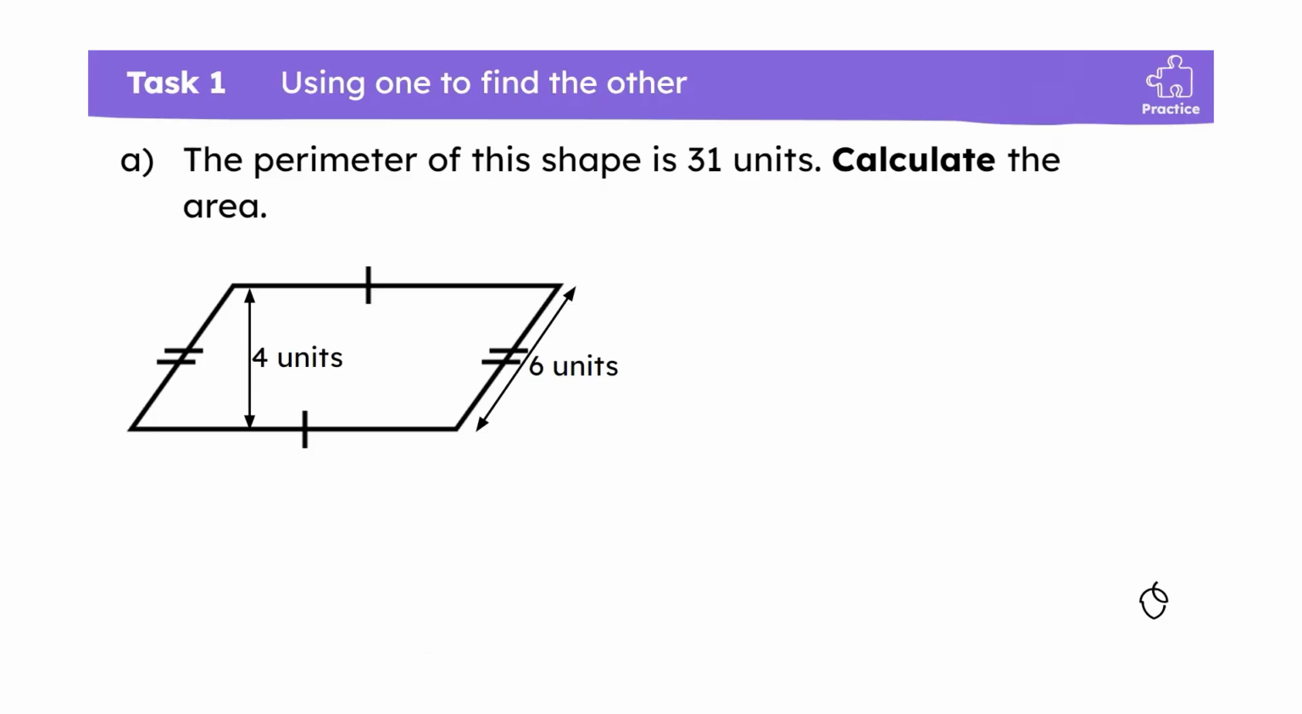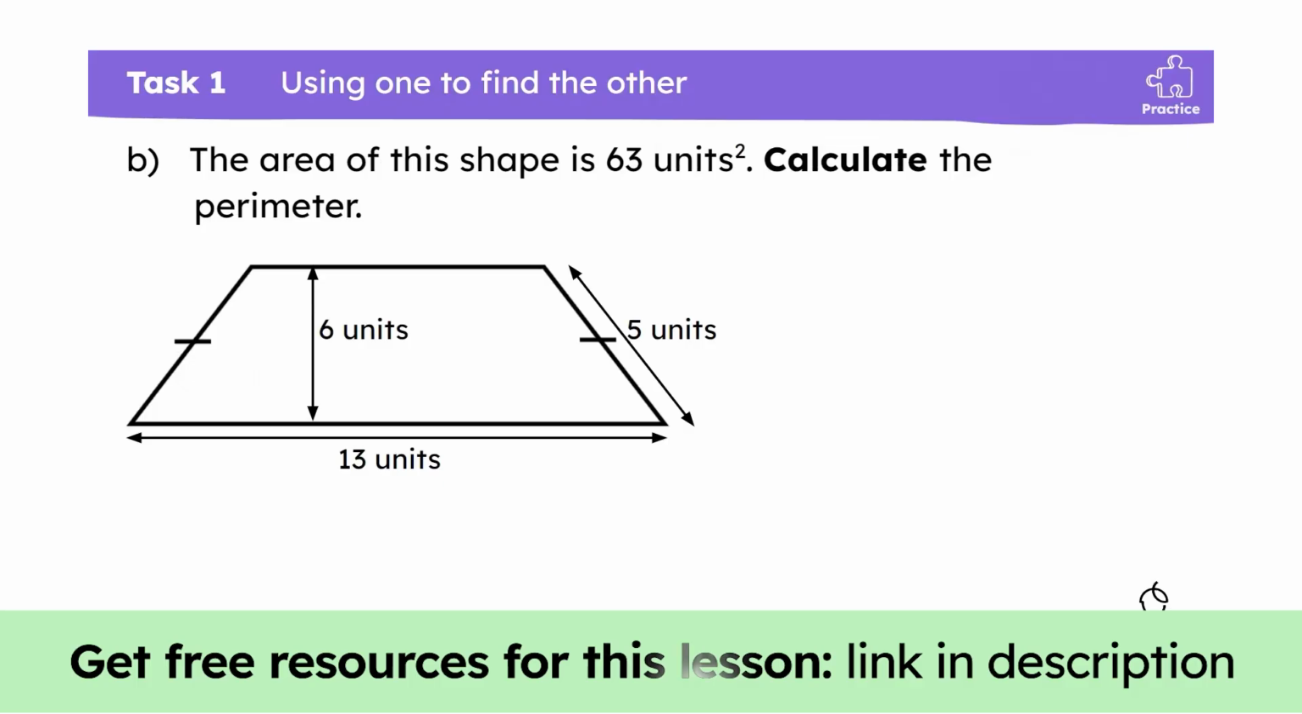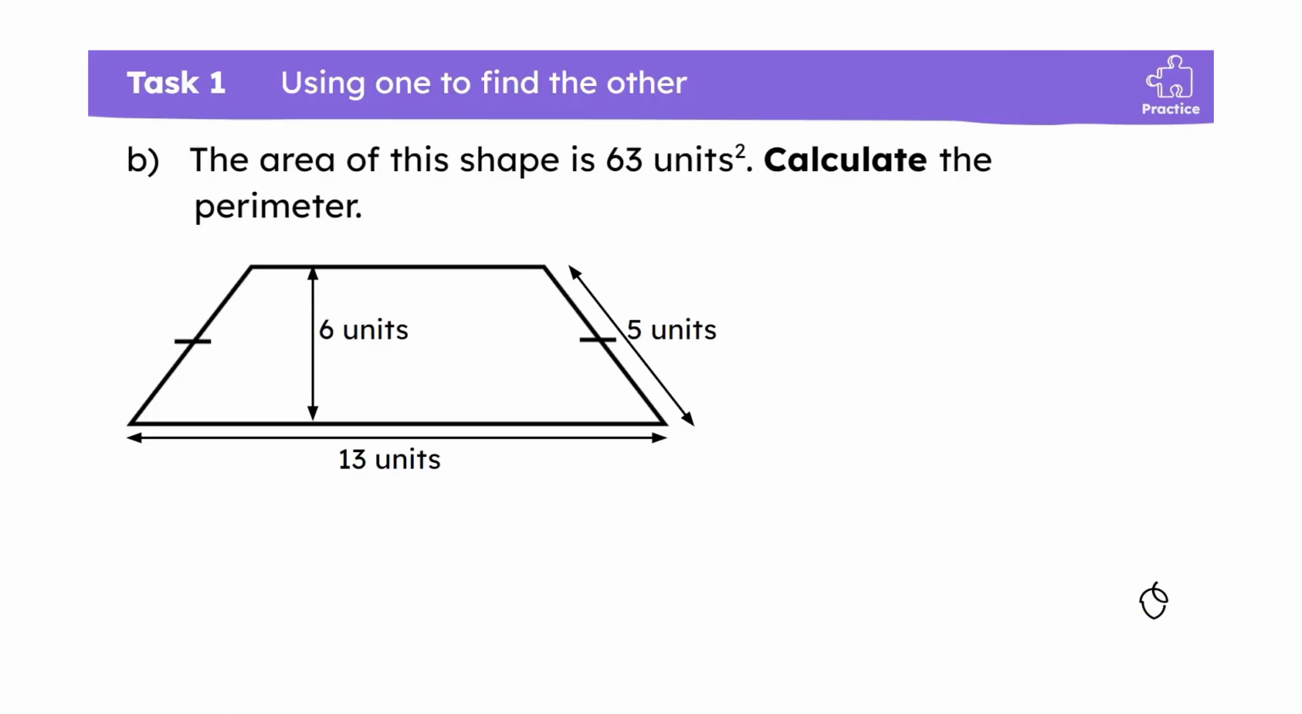It's now time for our first task. We're going to be using perimeter to calculate area or area to calculate perimeter. For A, I've told you the perimeter of the shape is 31 and I'd like you to calculate the area, please. Pause the video while you do this. In part B, I've given you the area of this shape, which is 63, and I'd like you to calculate the perimeter. Pause the video while you do this.